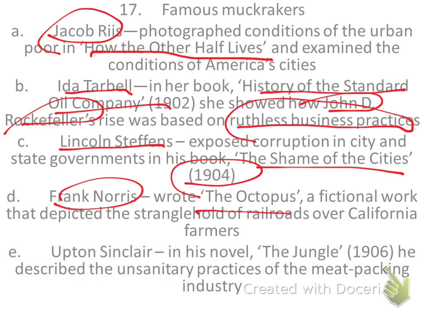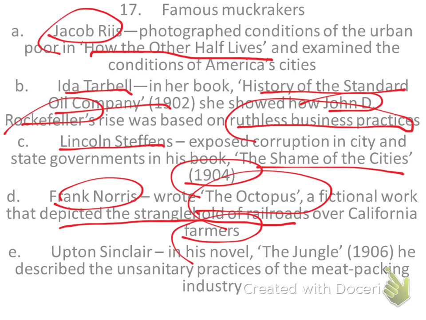Frank Norris wrote the book The Octopus, a fictional work, but telling the truth, a fictional work that depicted the stranglehold of railroads over California farmers. Again, he used fictional names the way Upton Sinclair did in his book The Jungle, which we'll get to in a second, but it told what was going on in the country.